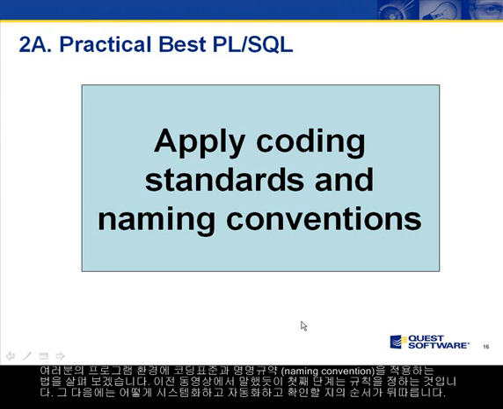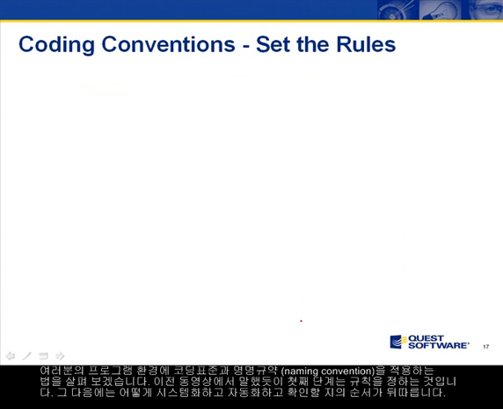So let's talk about how to apply coding standards and naming conventions in your application environment. As I mentioned in the previous video regarding rules, the first thing to do is set some rules. Then you need to think about how to systematize, automate, and validate rules.